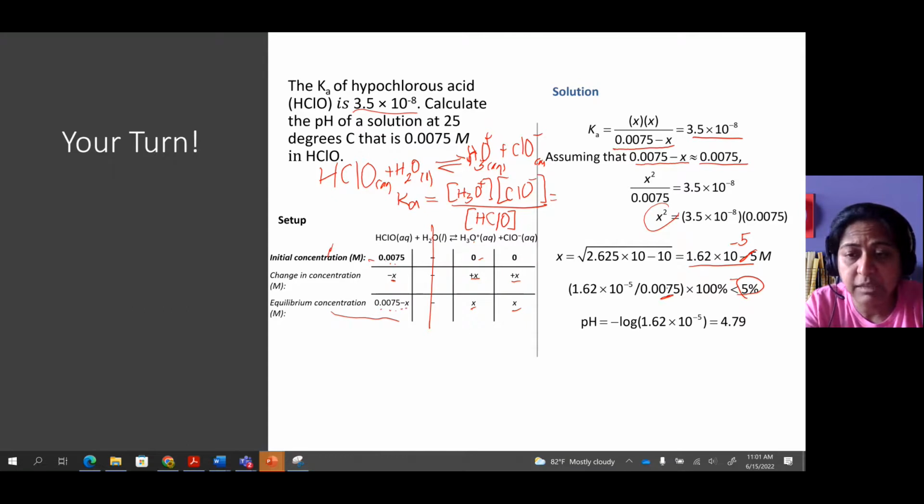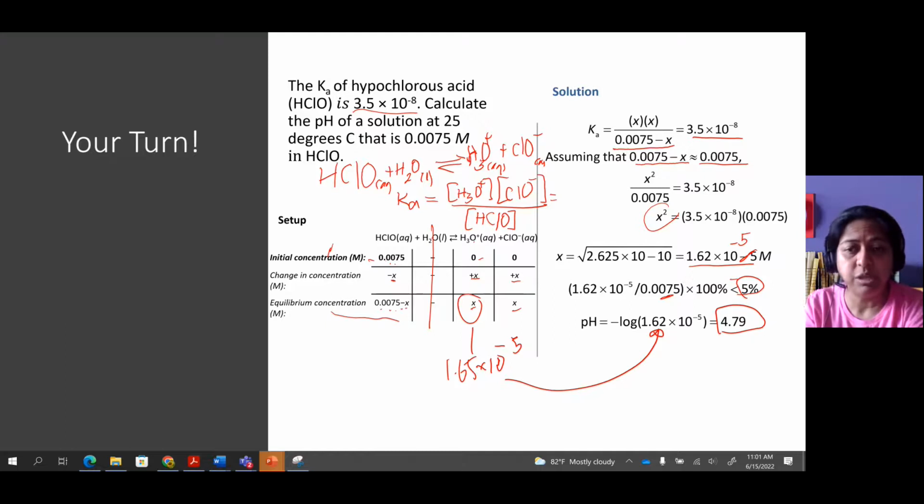The pH is the negative log of x, which is equal to 1.65 times 10 to the negative fifth. So that was plugged in here, and the pH of the solution was calculated as 4.79.